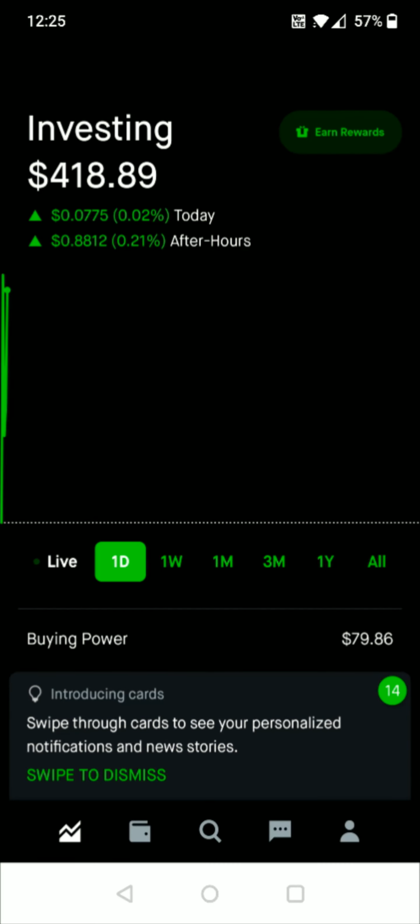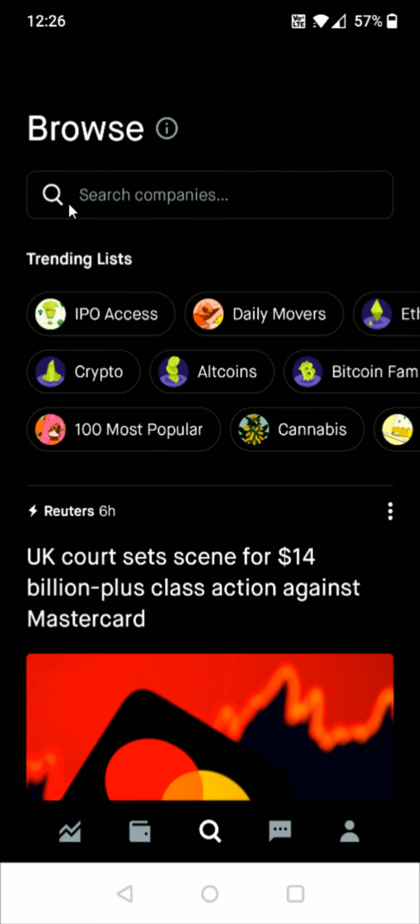So what we can do from the home page is click on the little magnifying glass right here down towards the center area. And that's going to take us over to this area where we can look up companies or ETFs that we might want to invest in, or we can look through the trendings list. And it's not a bad idea to look through these different trending lists to get an idea of some of the things you might be interested in investing in.